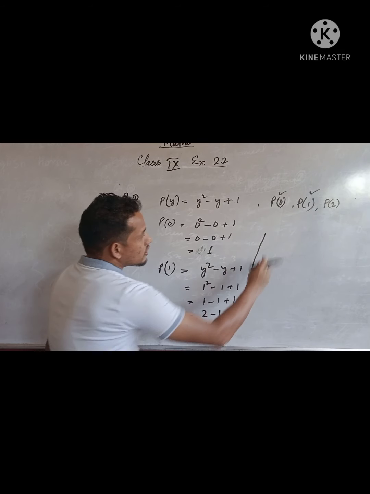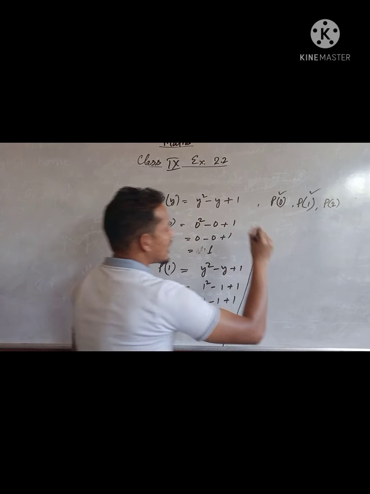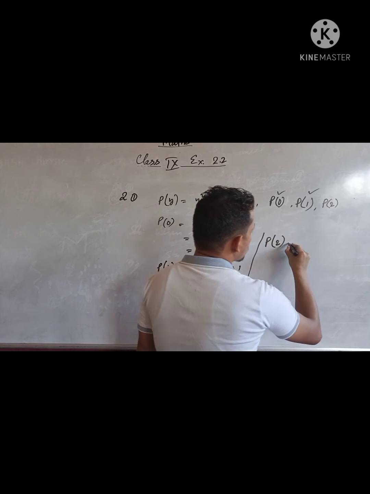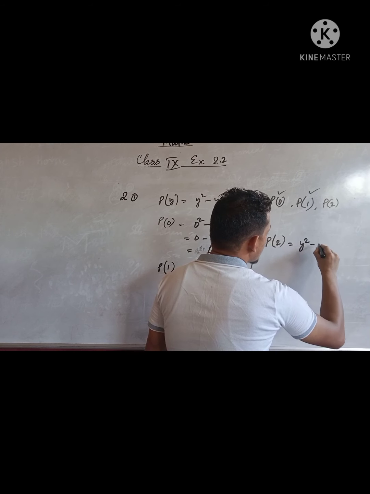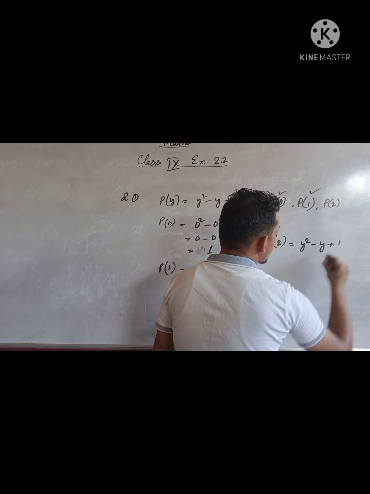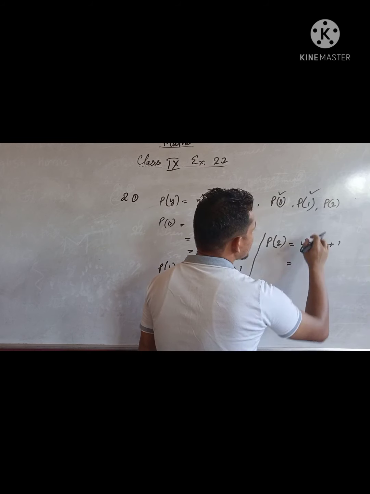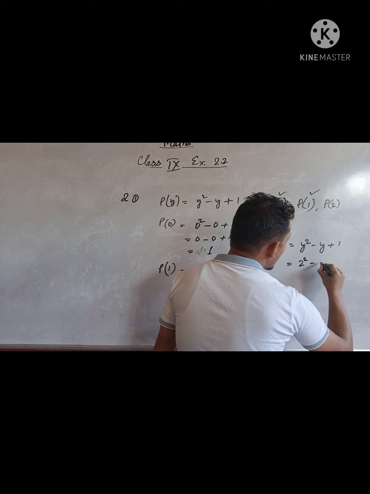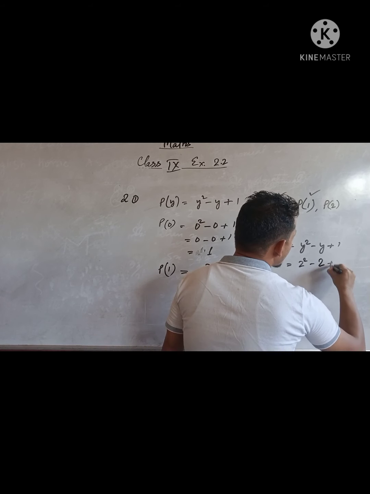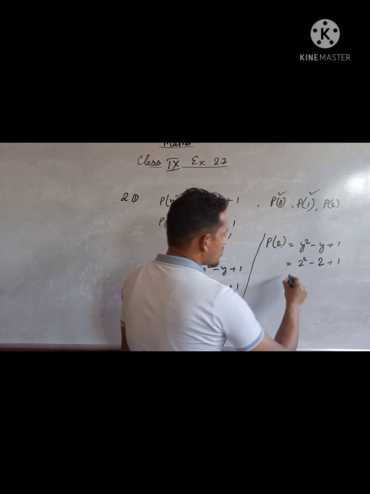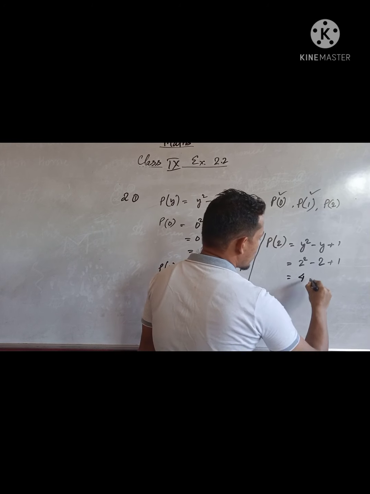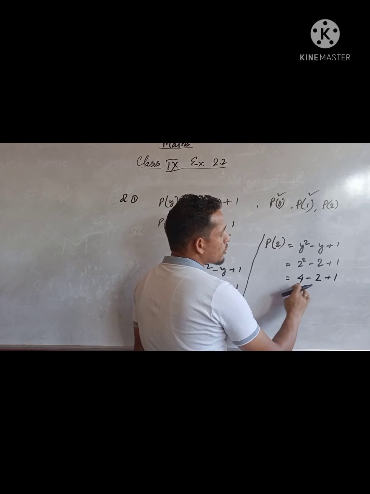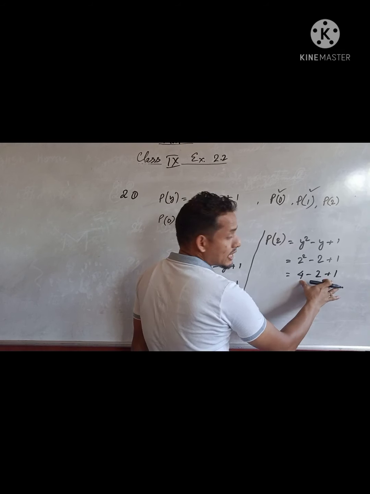Now the third one. We did the first and second steps, and the last one is P of 2. So your question is y square minus y plus 1. Instead of y you will be using 2: 2 square minus 2 plus 1. Now 2 square means 4, minus 2 plus 1. So now 4 plus 1. First you have to add the positive 1.